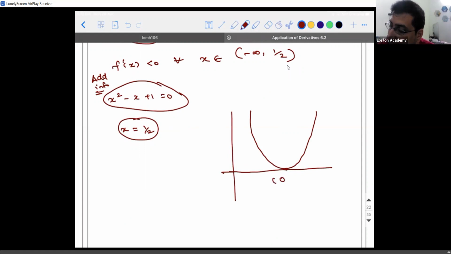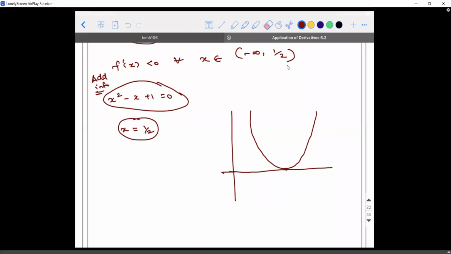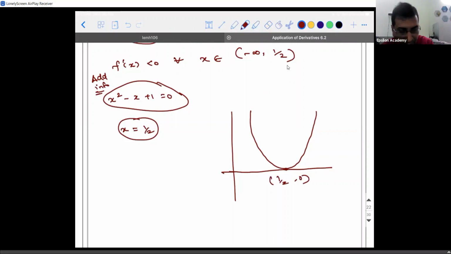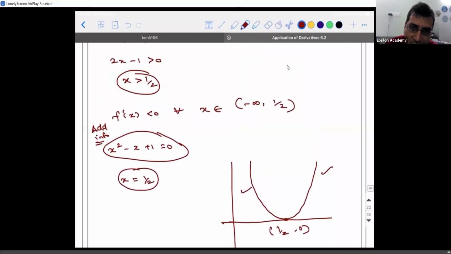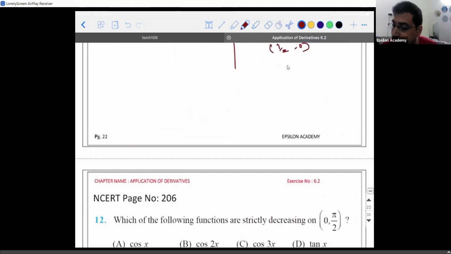Guys, are you able to understand what I'm trying to say? Yes, sir. Because it is a repeated root. Half comma 0 is there. So what is happening on the right of half? It is increasing. On the left of half, it is decreasing. Is our answer right? Guys, are you able to understand? I just wanted to give you a different perspective to the same problem. So this is how you solve.